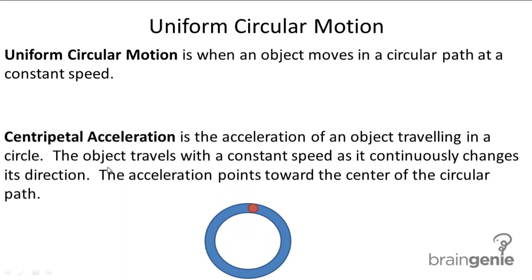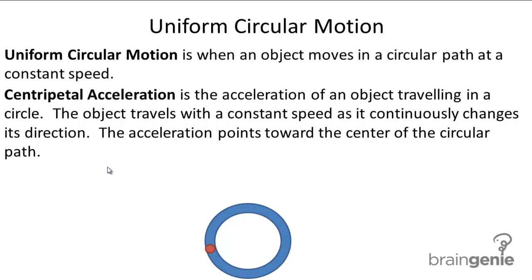Now, centripetal acceleration. That is the acceleration of an object traveling in a circle. The object travels with a constant speed as it continuously changes its direction. The acceleration points towards the center of the circular path. Now, you might be wondering, why does this object accelerate? I said that it travels with a constant speed. I underlined this right here.